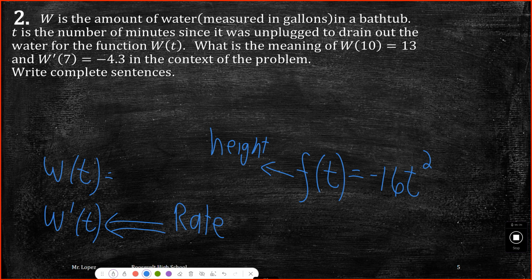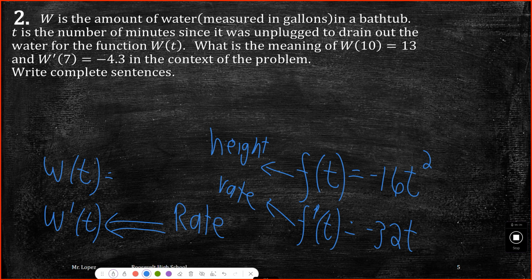Whereas if I go f prime of t equals, let's say I'm doing the derivative here, then this is a rate. F prime of t is how fast something is moving or falling. So this is a rate. The derivative is a rate. So you got to understand the difference between these.